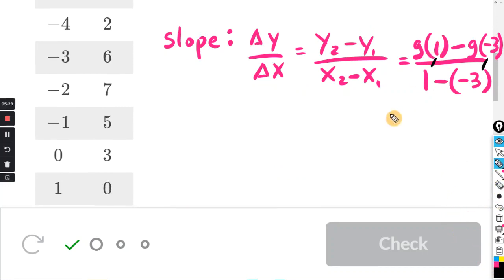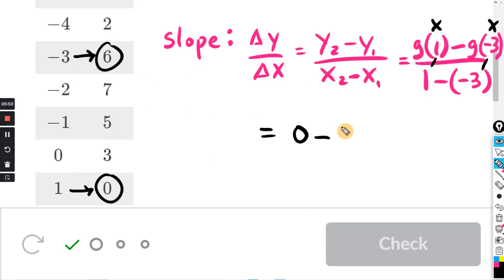G of 1, we look at the x value. We look at the y value where x equals 1. So let's do that. This was the x column. If you go to x equals 1, G of 1 is 0. That's the y coordinate. Okay, so that's 0 minus G of -3. If you go to x equals -3, that's right here, and the respective y value is 6.